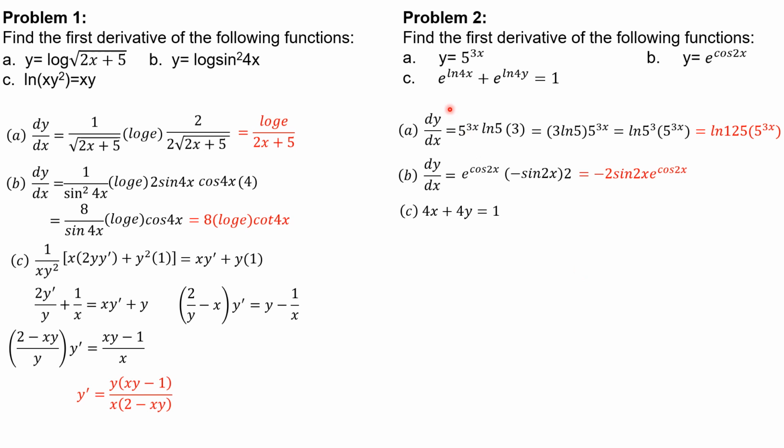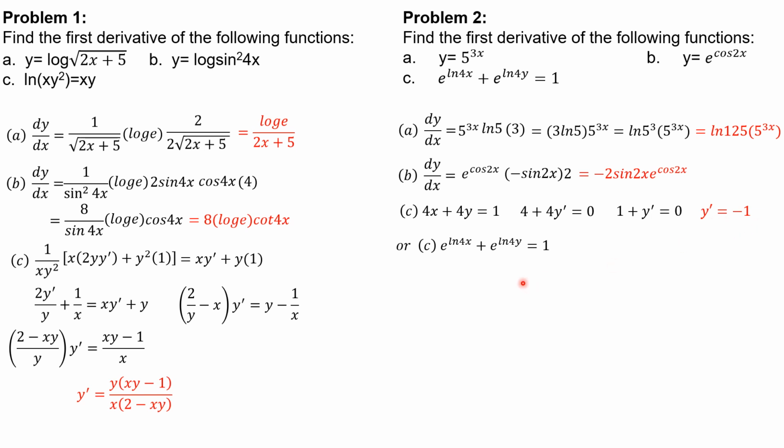Then part C, I'll present two solutions to this. So the first solution is that e to the ln of 4x is the same as 4x. E to the ln of 4y is the same as 4y. So therefore, this part C can be written in the form 4x plus 4y equals 1. So differentiating, 4 plus 4y prime equals 0. Then we divide everything by 4, so that would be 1 plus y prime equals 0. And therefore, y prime equals negative 1.